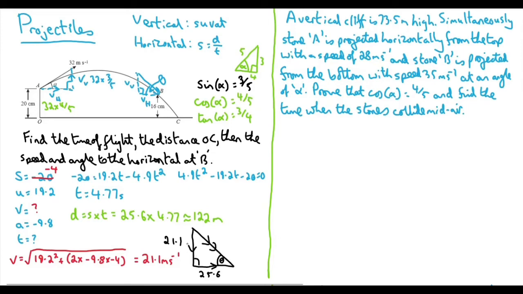We can use Pythagoras to get what this resultant is, so the square root of the 21.1 squared plus the 25.6 squared, that's going to get you approximately 33.2 meters per second for your speed. And then as for the angle here, we can just use tan again, so the tan inverse of 21.1 over the 25.6, because it's opposite over adjacent, and that will get you an angle of approximately 39.5 degrees.